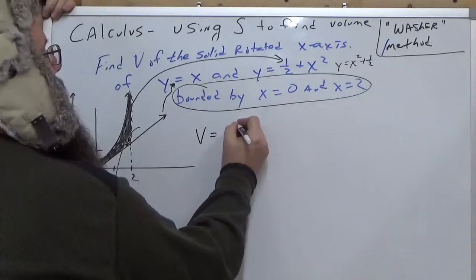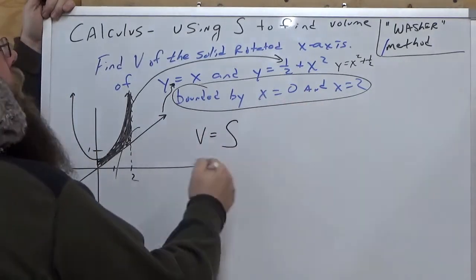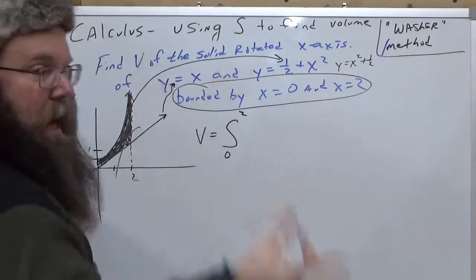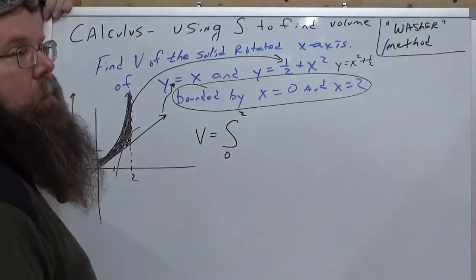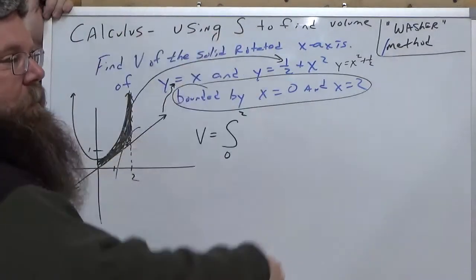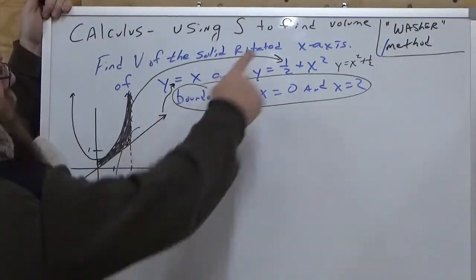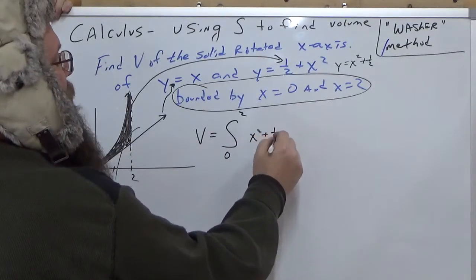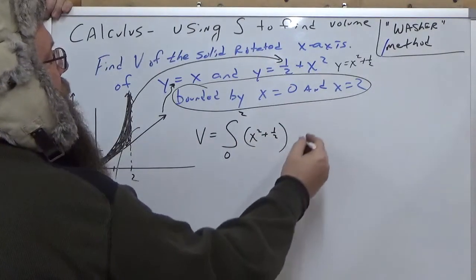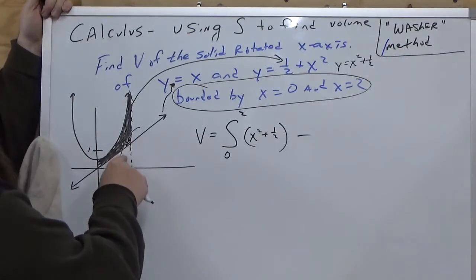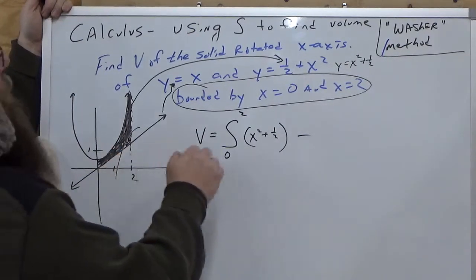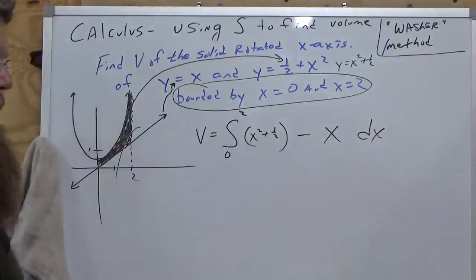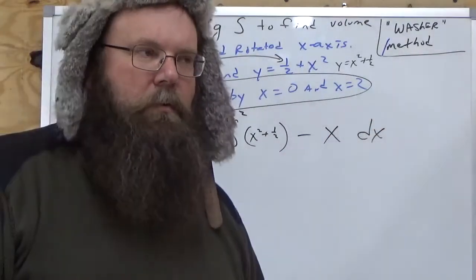Volume is the integral left to right. Well, what's left to right? 0 to 2. F of x, that's the top. It's the outer radius, but think of it as the top, so it's the same as before. Which one's on top? 1/2 plus x squared. X squared plus a half, parenthesis, minus. What's the inner? Top minus bottom. What's the bottom? Y equals x. Dx. If you're looking at that and you're saying, I think you missed something, you're right.